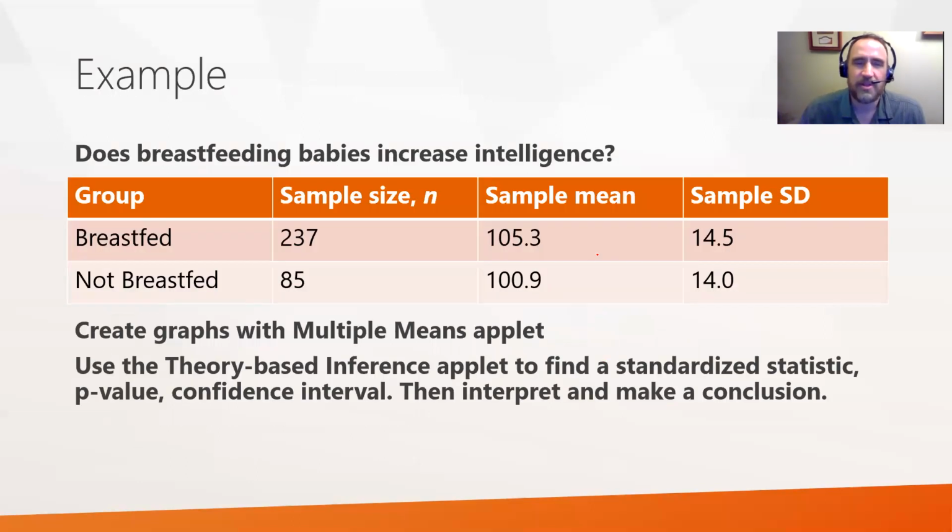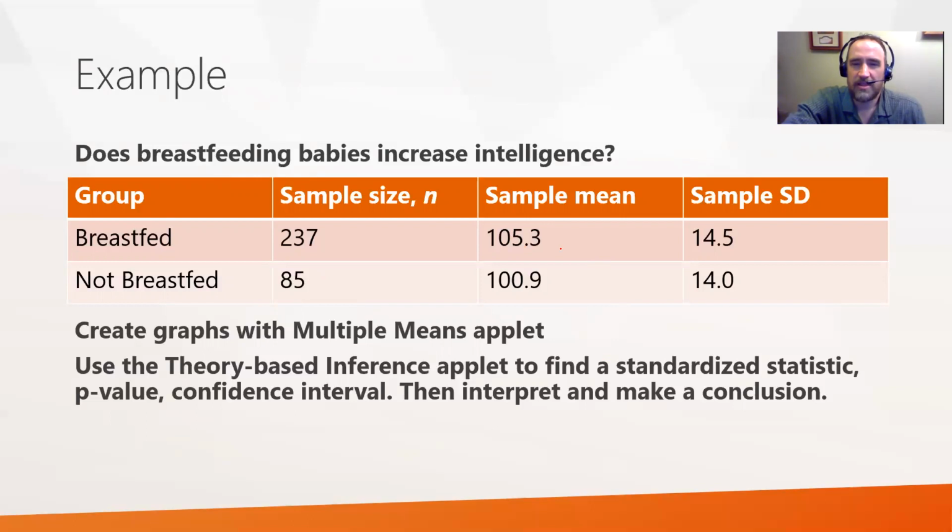So let's try that out with an example. Does breastfeeding babies increase intelligence? Some people have concerns about not breastfeeding babies, instead feeding them with formula. And so we can study that. A research group gathered data on breastfed babies and not breastfed babies, and found out from mothers who reported whether they were breastfeeding or not, and they got 237 breastfed babies and 85 not.